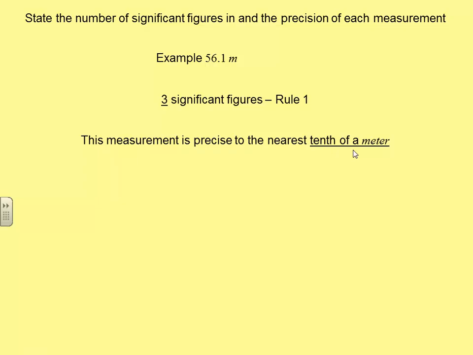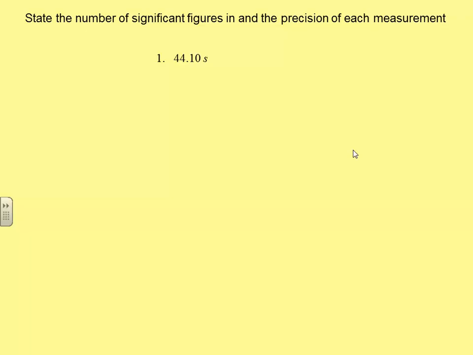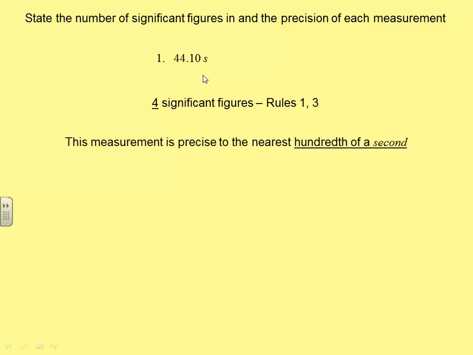So let's do a couple of quick examples. Remember, this is a video. You can stop it, rewind it, look at it again. 44.10 seconds. Well, the 4, and the 1 count. Does the 0 count? Hopefully you said it does because of rule 3. There's a decimal point, and it's after, to the right of, the non-zero digit. So there are 4 sig figs, and this 0 is the estimated digit. So this has a precision of hundredths of a second. Precise to the nearest hundredth of a second, or we estimated to the nearest hundredth of a second. So maybe our stopwatch only recorded to the nearest tenth, and then we estimated to the nearest hundredth.